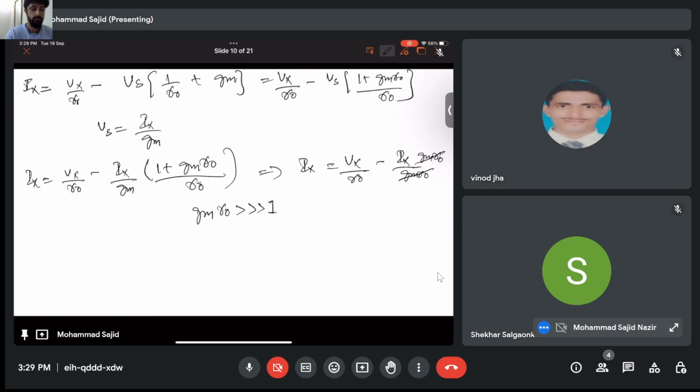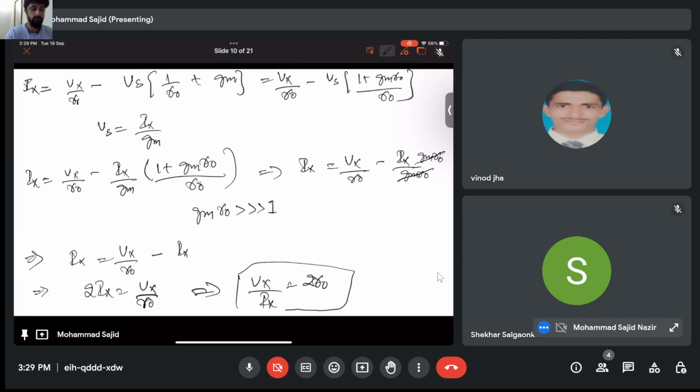it is Gm R naught. This and this will go. So your Ix is simply equivalent to Vx by R naught minus Ix. So it will be 2 times Ix is equivalent to Vx by R naught. So this means Vx by Ix is 2 R naught. Okay, so this is what you get, and this is equivalent to 2 R naught, R output.